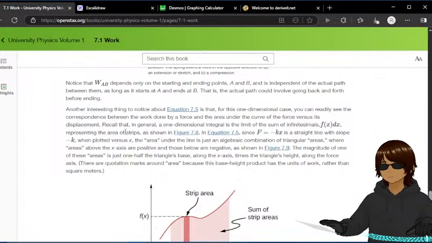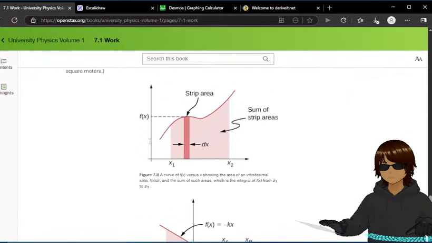see the correspondence between work done by a force and the area under the curve of the force versus its displacement. Recall that in general, a one-dimensional integral is the limit of the sum of infinitesimals representing the area of stripes, as shown in figure 7.8.